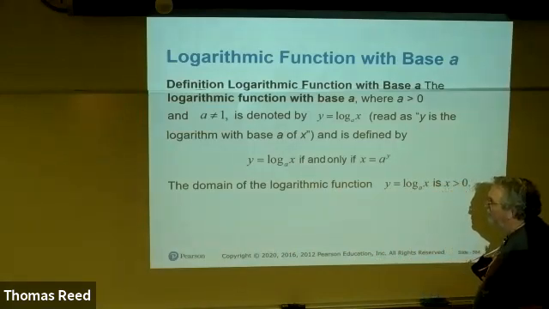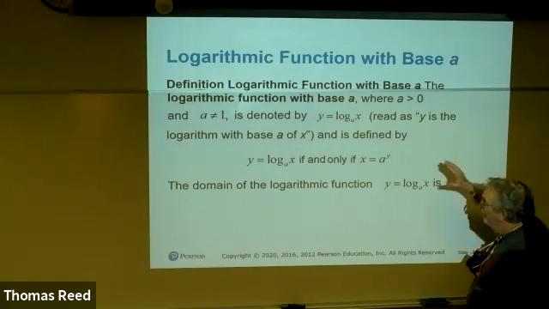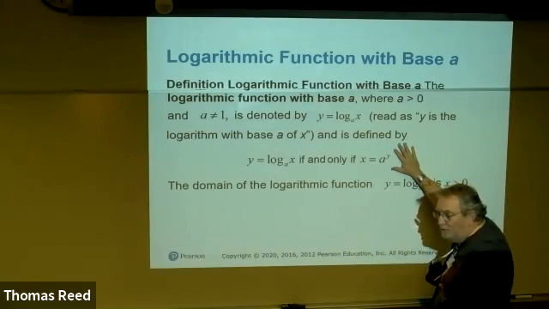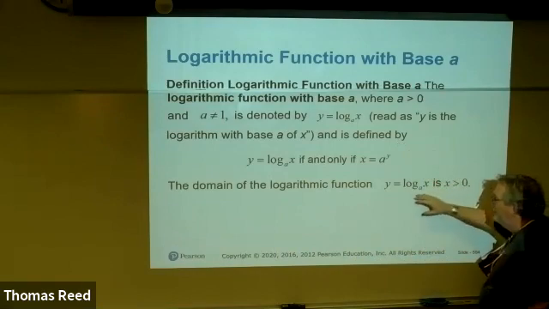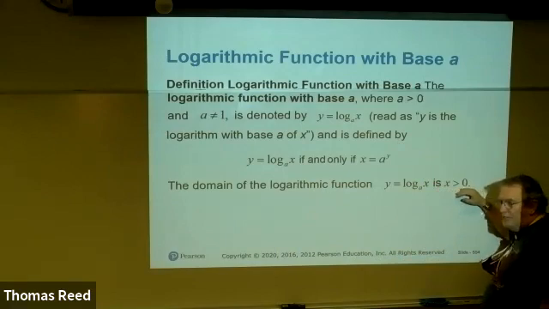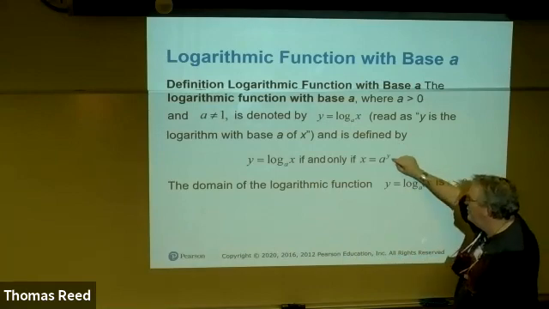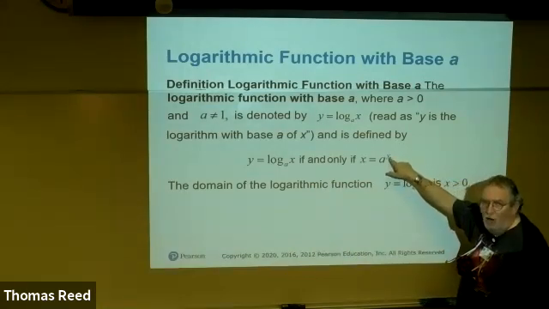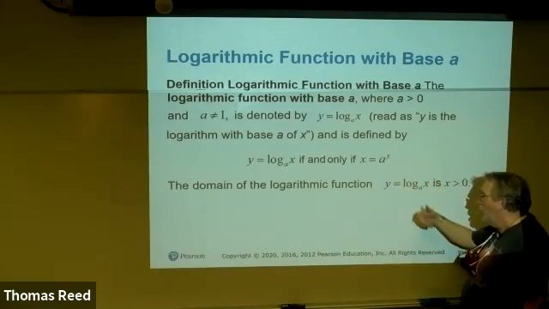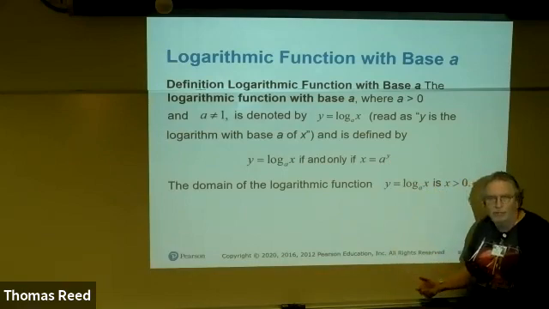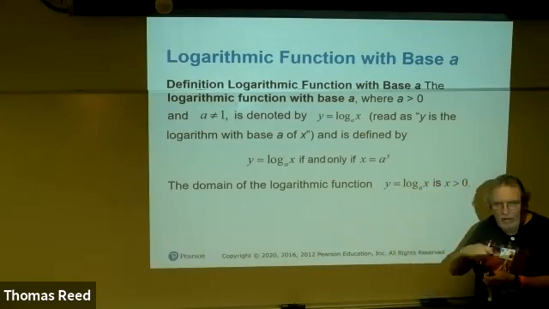Since logarithms and exponentials are inverses, the range of an exponential is positive real numbers, so that makes the domain of logarithm functions positive real numbers. And since the domain of the exponential is all real numbers, then the range of logarithm will be all real numbers. So your domain and range flip-flop.